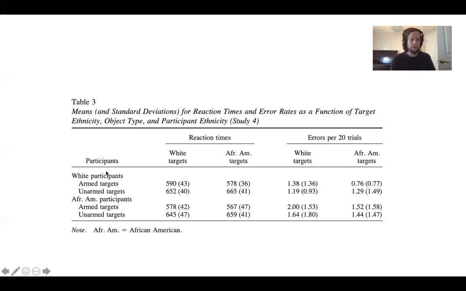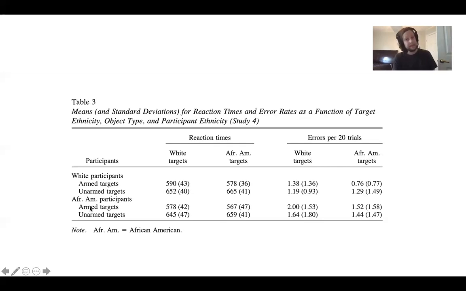Okay, so continuing on, for unarmed targets, the correct answer would be not shoot. When it's a white person who's unarmed, 652 milliseconds. When it's a black person who's unarmed, they're relatively slower to make that decision to not shoot. So it's harder for them to say not shoot when it's an unarmed black person compared to an unarmed white person.